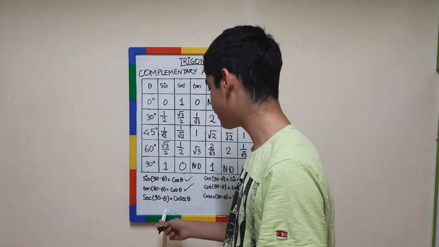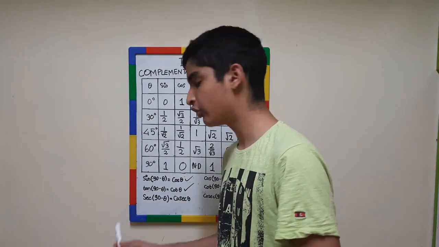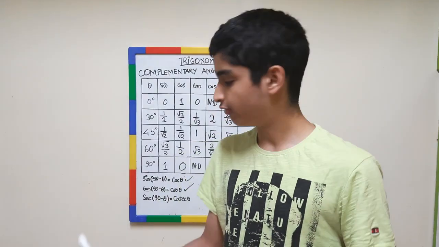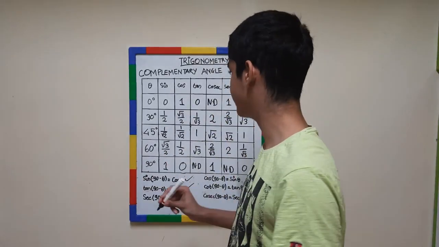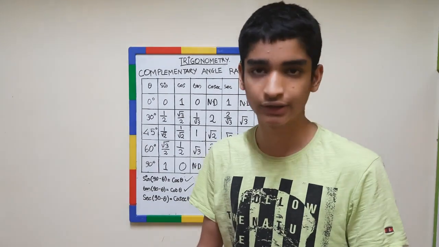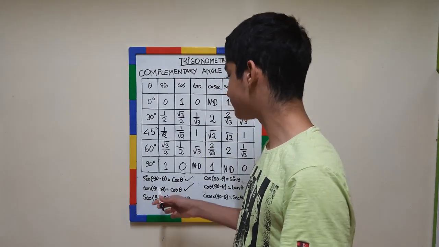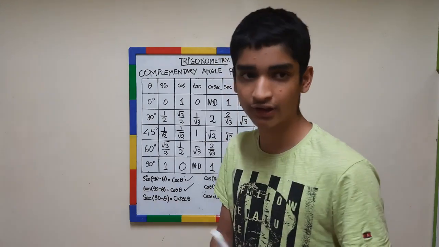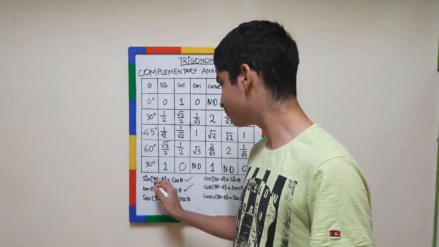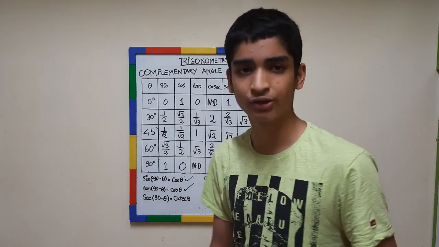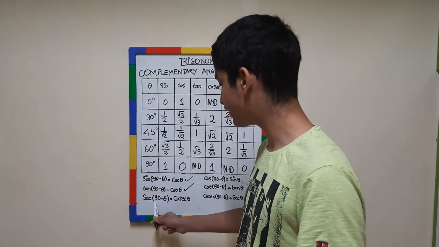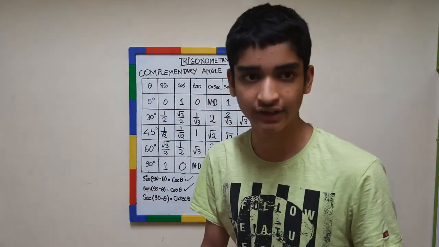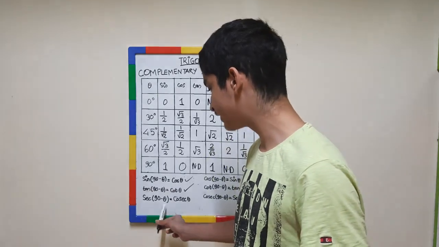Sec 90 minus theta equals cosec theta. Okay, as I had told you in the previous class, 1 upon sine theta is equal to cosec theta, and sec theta is equal to 1 upon cos theta. So basically the same thing as this, except with sec and cosec. Okay, now let's check it. Again, theta is equal to 30 degrees. So sec 90 minus theta is equal to cosec 30. So sec 60 is equal to cosec 30.